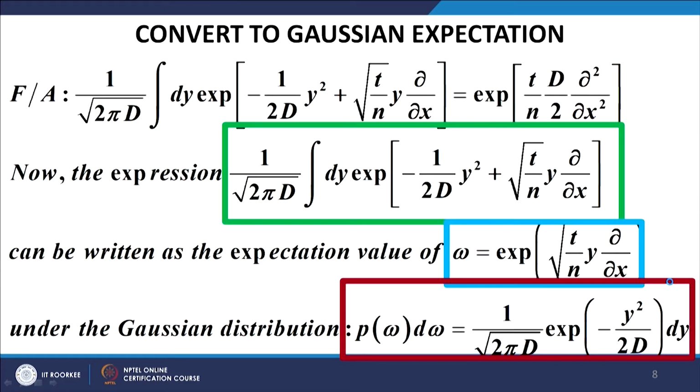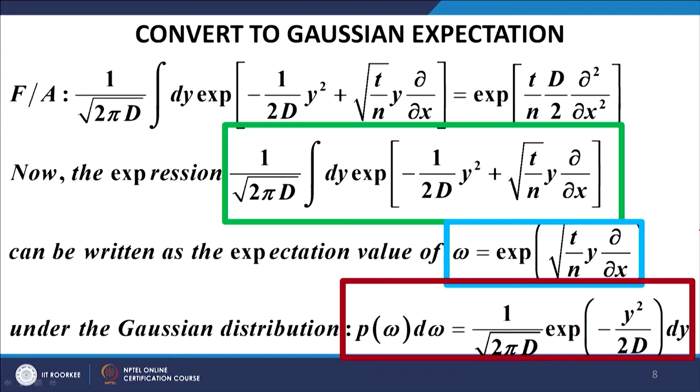Now, if you look at the expression that is brought forward, in fact, that is the first equation now on this particular slide, it is very interesting. If you carefully analyze this expression, it can be written as an expectation value. We have a probability distribution 1 upon under root 2 pi D exponential integral of dy exponential minus 1 upon 2D y square, which is clearly a Gaussian distribution, and we have the other term which is exponential under root t upon n y del by del x.